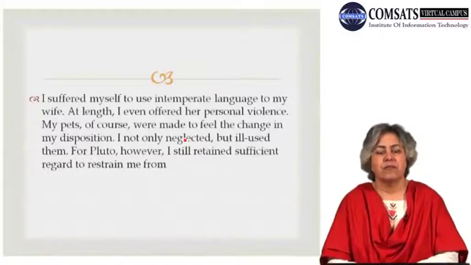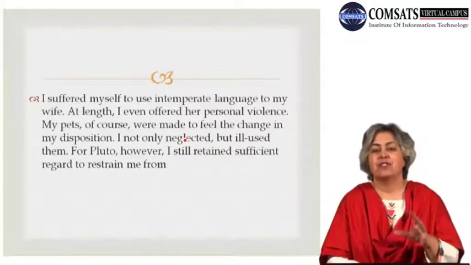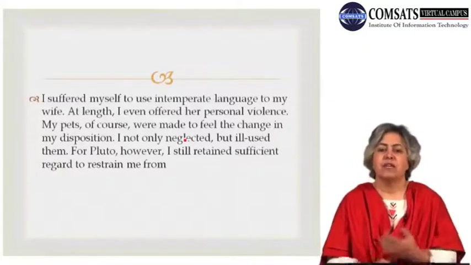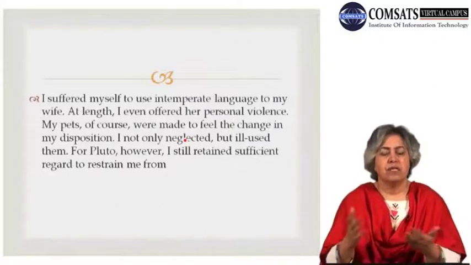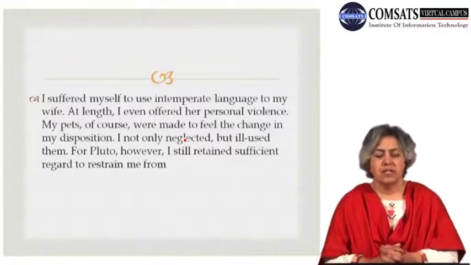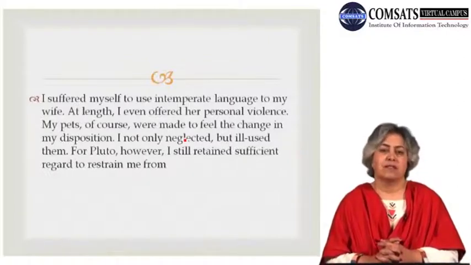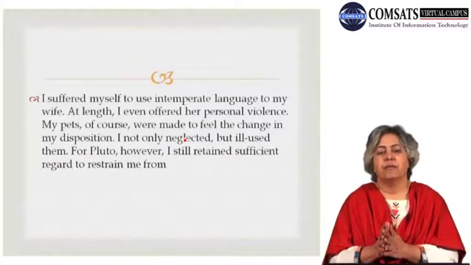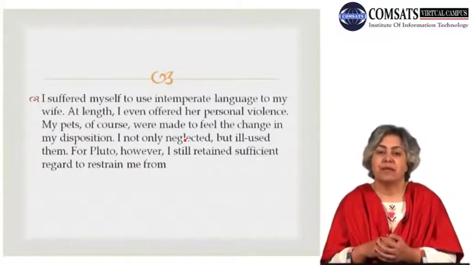And he says, I suffered myself to use intemperate language to my wife. Now remember, in the beginning he had told us that his wife was also very docile, very mild-mannered, very soft-hearted. Now he starts abusing her. He starts using very harsh language even with his wife. At length, I even offered her personal violence. You cannot expect this of a person who has been described as being very mild-mannered.